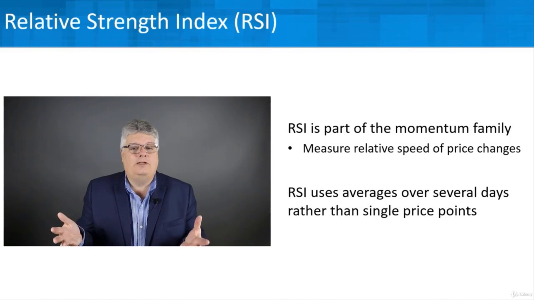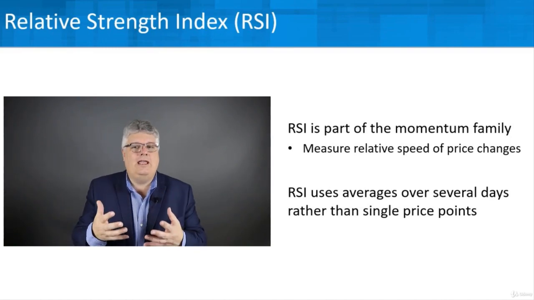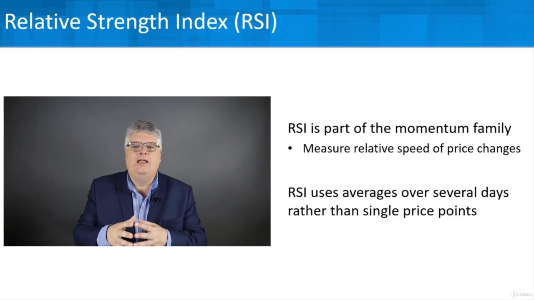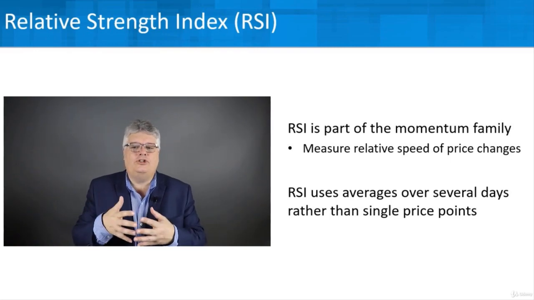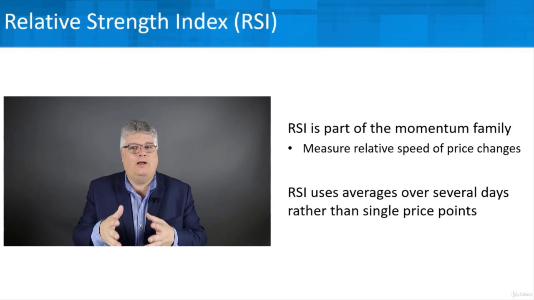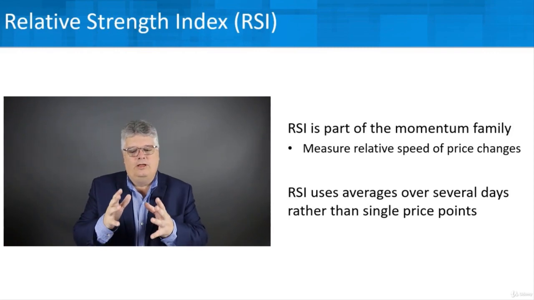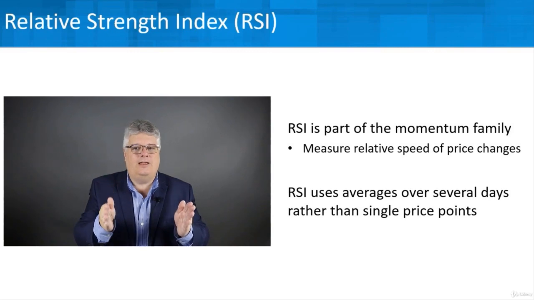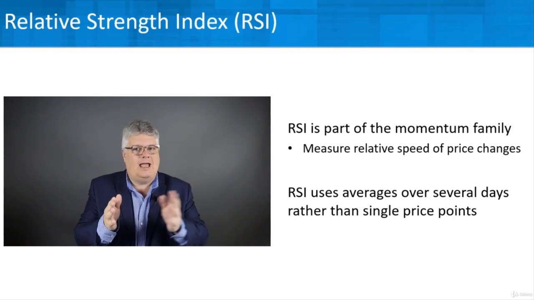As I mentioned, it's part of the momentum family, and so it's looking at the relative speed of the price changes, or how it's accelerating, decelerating. And the difference is it's going to use averages over several days rather than a single price point. So you remember from the traditional ROC momentum lesson, or rate of change, if I was looking at 10 days, I would go back 10 days and look at the price there for momentum, and the platforms automatically calculate that. But it's basically a 10-day look back, in that example. And just that, it doesn't care about what happens in between, it's just that 10-day one.